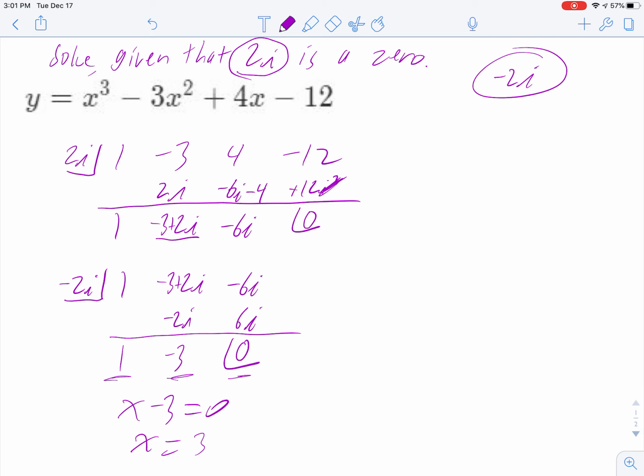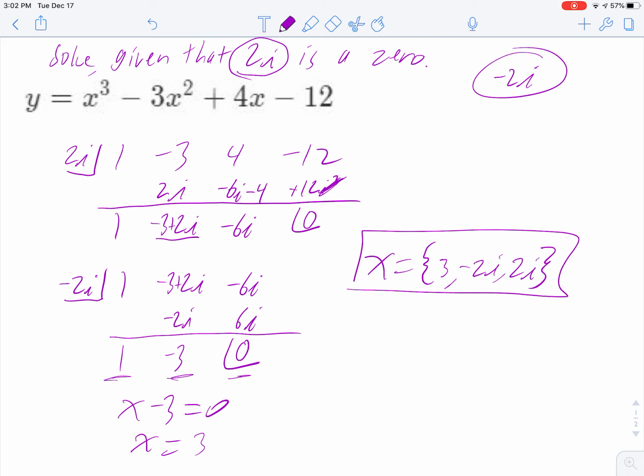Since we were asked to solve for our zeros, we usually like to write the reals before the imaginary. So we have 3, negative 2i, and positive 2i, and those are our zeros.